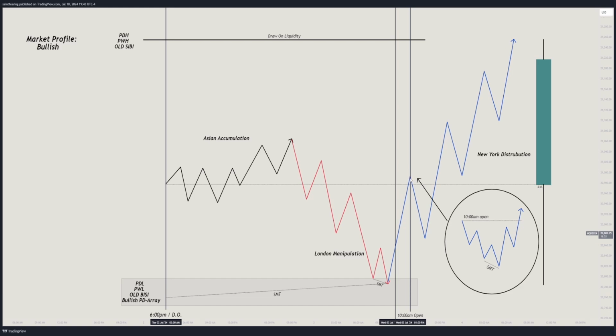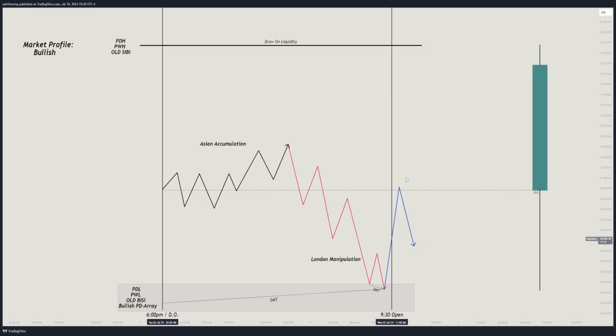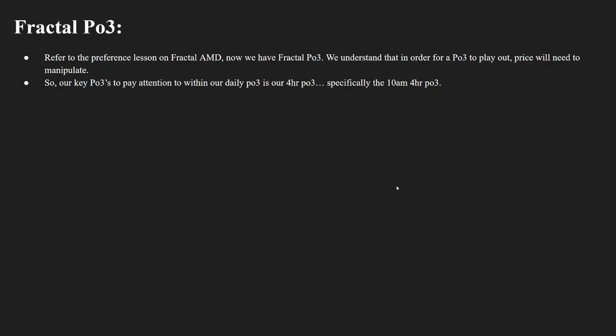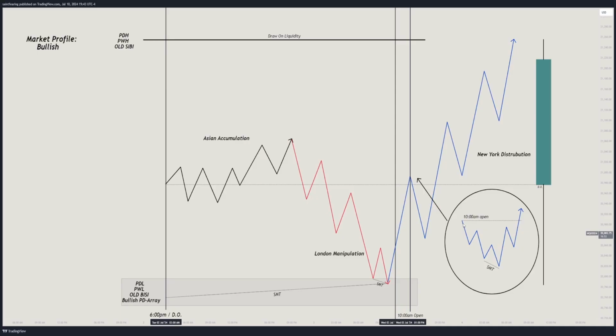So if we do have an example like this, where 9:30 displaces, forms a 15-minute buy model, we're in a bullish market with clear drawn liquidity higher, what we want to look for at 10 o'clock is for price to manipulate down. Again, for this Power 3 example, I was not trying to show accumulation, because often we're not going to accumulate. Often we're going to see 10 o'clock open, manipulate down into our half time frame PDI, which I don't have marked here, but would be a 15-minute BISI, 15-minute fair value gap.